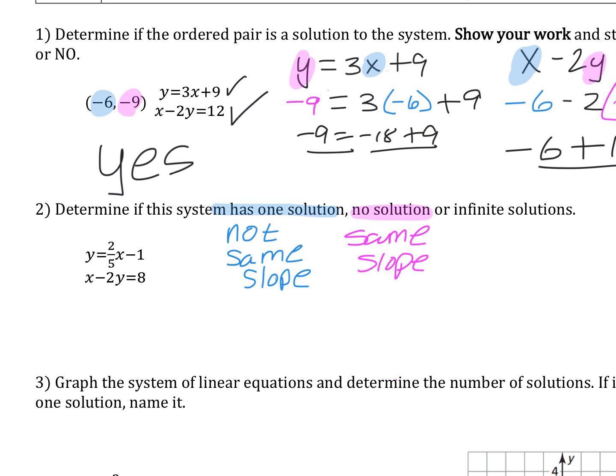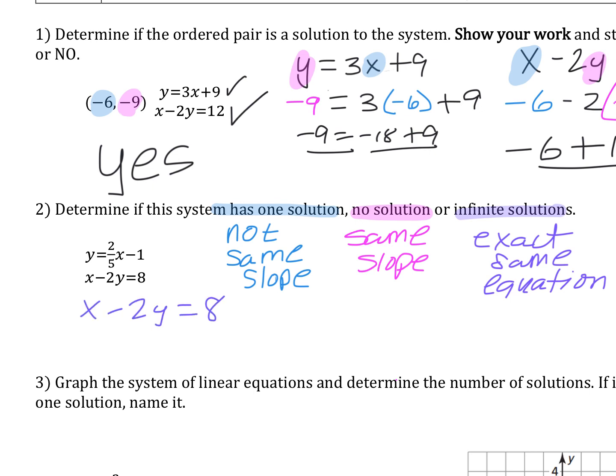And then here's the one where you got to be careful. An infinite number of solutions is going to be the exact same equation. So if you rearrange one of them, like I guess we're going to rearrange this one, and if it ends up being exactly the same, including the y-intercept, then that means that it would have an infinite number of solutions because it's the same two lines graphed on top of each other. So basically what you're going to need to do is figure out whether or not, after you rearrange this equation, what relationship does it have to that one? And that'll help you figure out which answer. So that's what I'm going to do. So I'm going to take this x minus 2y equals 8, convert it into slope-intercept form.